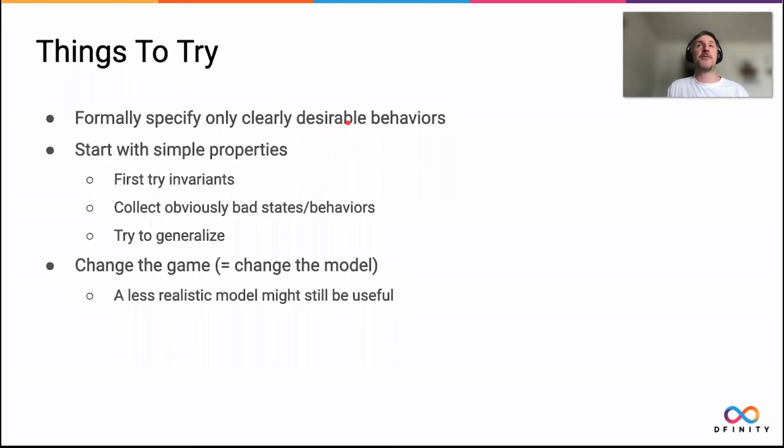And here are a few things to try if you're struggling to come up with a specification. You don't have to specify every desirable behavior; your specification doesn't have to be complete. We can try to specify some aspects, so formally specify some clearly desirable behaviors. Start with simple properties, which is a way to find a subset of things that you can specify. Try invariants. These can be very useful and easy to find. You can collect obviously bad states and behaviors and see whether you can generalize from there to get invariants.